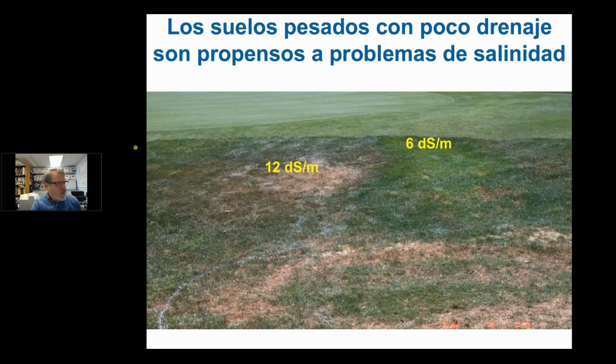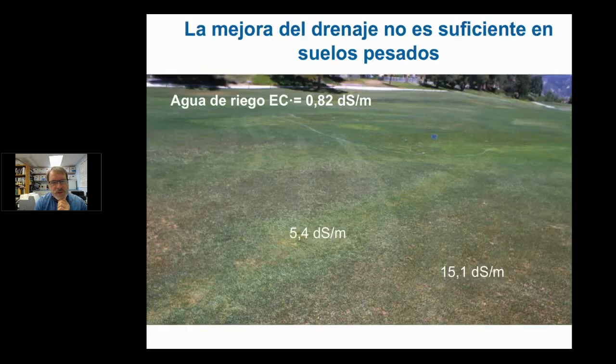Then if we look at another similar situation, this is going to stress the relationship between salinity of the water and the soil type. This is a water that contains only 0.82 decisiemens per meter of total dissolved salts. So that's just not very salty water. It's a good quality water, but we're still seeing that the salt accumulation in the soil is up as high as 15 decisiemens per meter because the water just doesn't move through the soil.